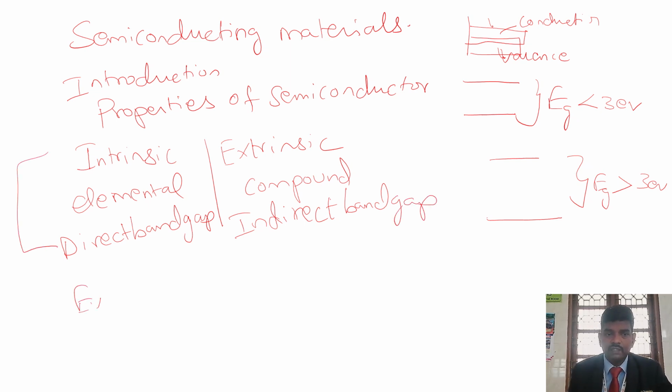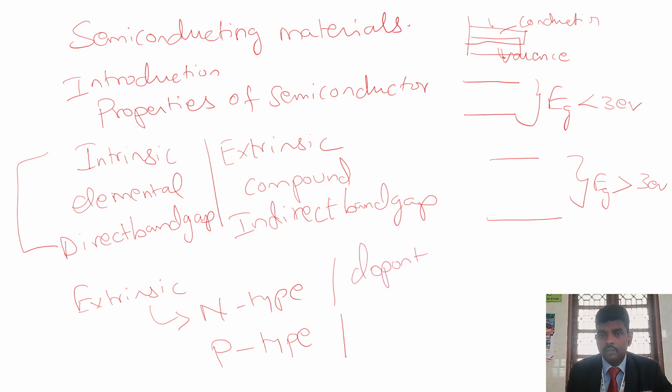Apart from that, in extrinsic, we have certain types. So N-type and P-type. How N-type is formed and how P-type is formed, what are the dopants we add, right? So what kind of dopants we add, this we need to discuss. So these are the concepts, right? If you can learn and address all these questions, definitely the questions will be from this. And so this is the introduction.